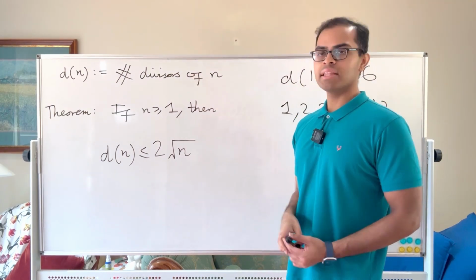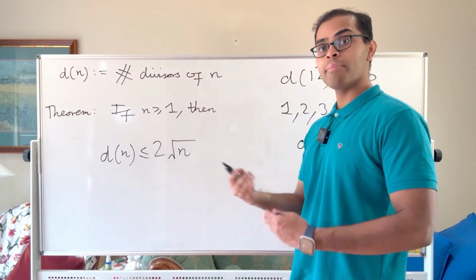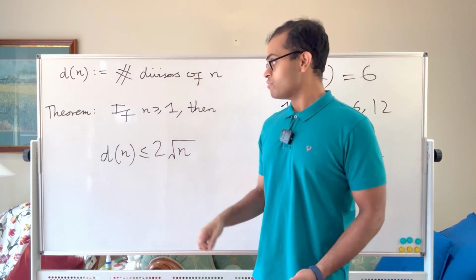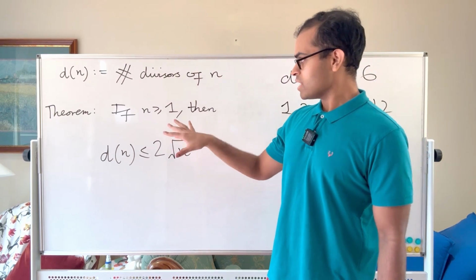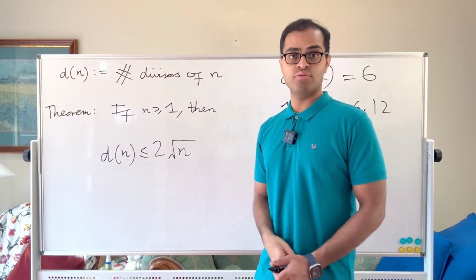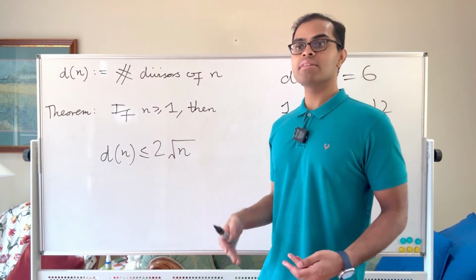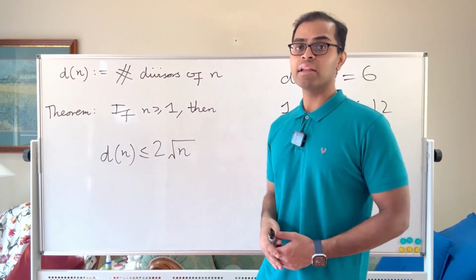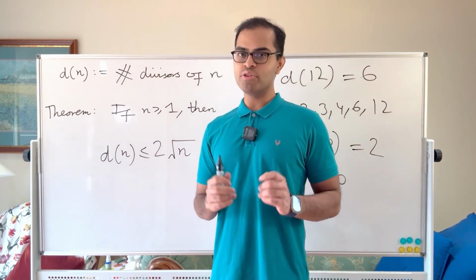How many divisors are there of n? Can we estimate it from above and below? In this video, we're going to do it from above. We're going to say that for all n, the number of divisors of n is less than or equal to 2 times the root of n. So in general, the number of divisors of n can be bounded above like that. We're going to prove that, and it's a really beautiful argument.